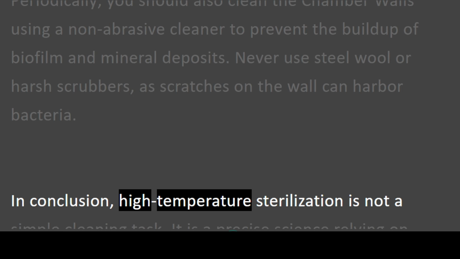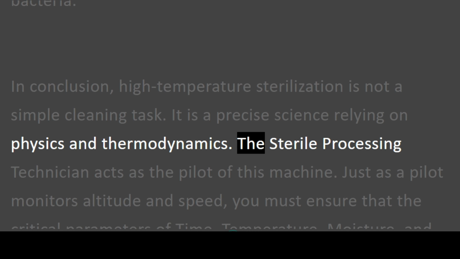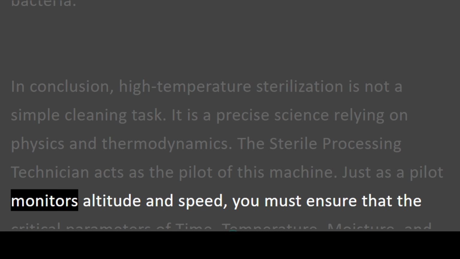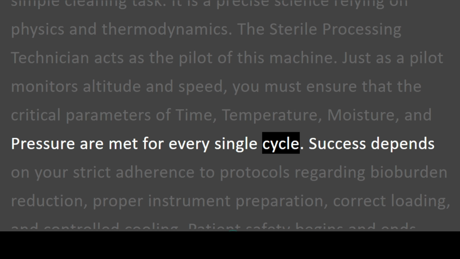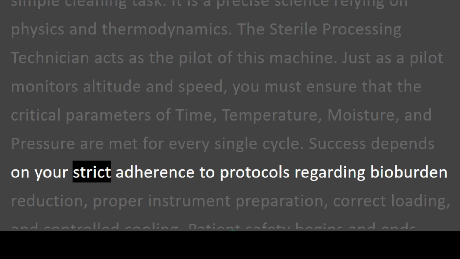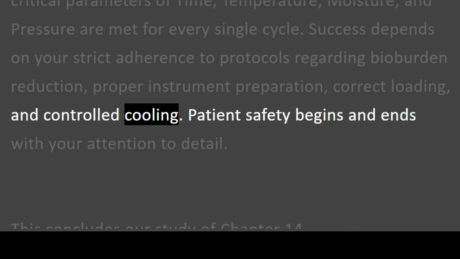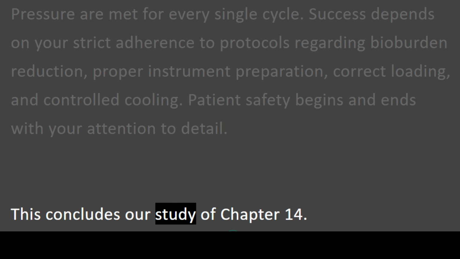In conclusion, high-temperature sterilization is not a simple cleaning task. It is a precise science relying on physics and thermodynamics. The sterile processing technician acts as the pilot of this machine. Just as a pilot monitors altitude and speed, you must ensure that the critical parameters of time, temperature, moisture, and pressure are met for every single cycle. Success depends on your strict adherence to protocols regarding bioburden reduction, proper instrument preparation, correct loading, and controlled cooling. Patient safety begins and ends with your attention to detail. This concludes our study of Chapter 14.